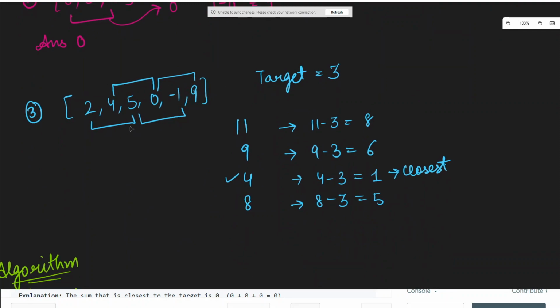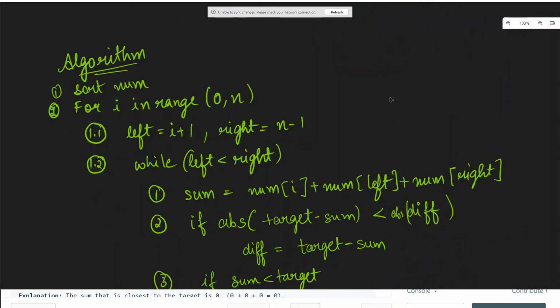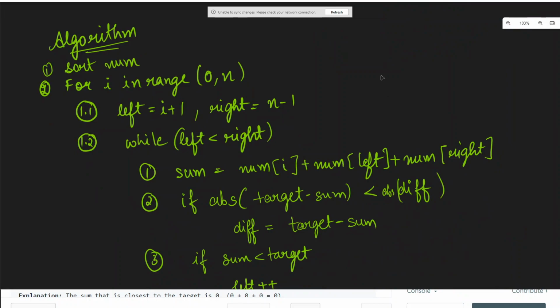I've taken some random example with some numbers like minus or 9. In that context we can see that again we just need the sum, then take the difference and compare all of these sums with the help of the difference of the target and the sum. Whichever is the smallest will be our answer. So that is what we are doing. Let me explain the algorithm behind the same, and then we will go ahead with the coding part.